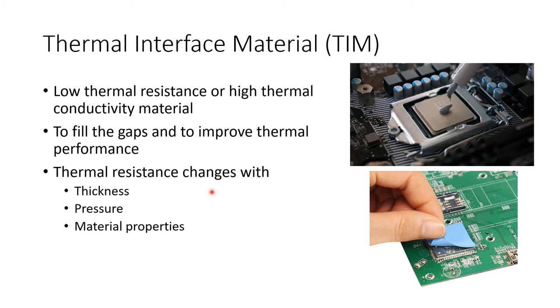Thermal resistances are not constant like electrical resistances. In fact, electrical resistances are not constant, but they are more or less constant. But thermal resistances change a lot. They change with the thickness of the material. They change with the pressure applied on the material. If you increase the pressure, material thickness will reduce, so that you can have a low thermal resistance. And also they change with the material properties.